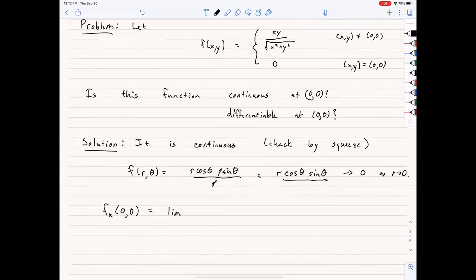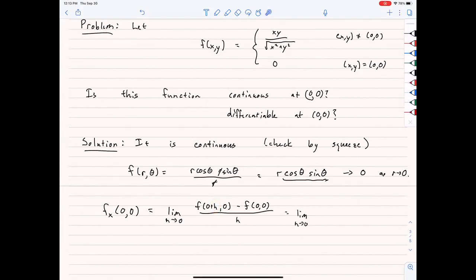So I'm going to use the definition of the partial derivative of f with respect to x. And I have to do it at the origin. So I go f of 0 plus h, 0, minus f of 0, 0, over h. That's the definition of the partial with respect to x, because I'm putting this h in the x coordinate. Let's see what we get. This is the limit as h approaches 0.